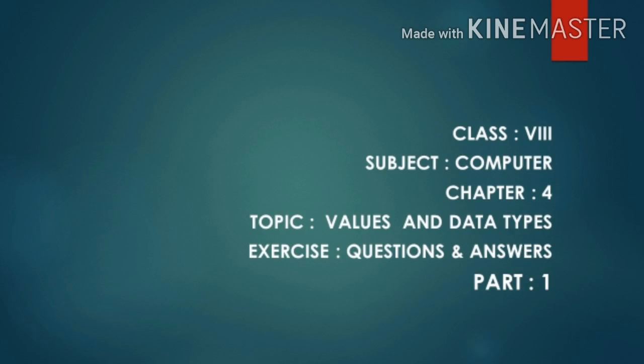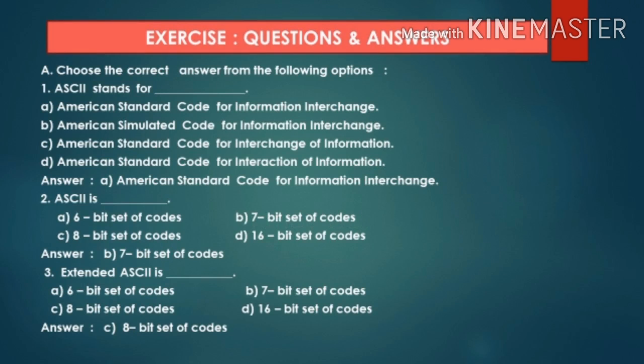The topic name is Values and Data Types, Part 1. The next slide contains exercise questions and answers of Chapter 4. Question number A. Choose the correct answer from the following options. Number 1. ASCII stands for.